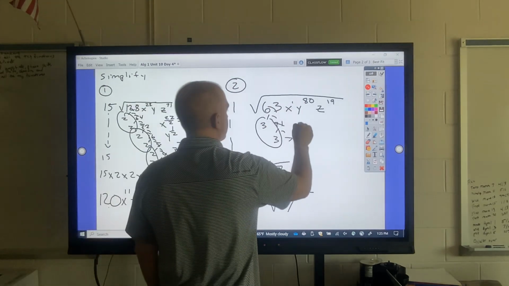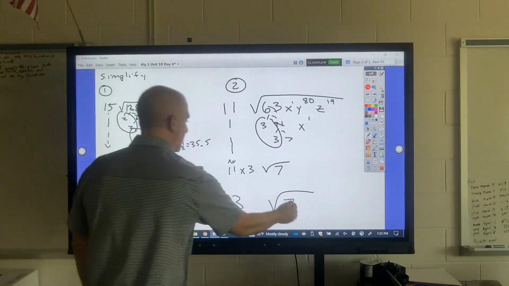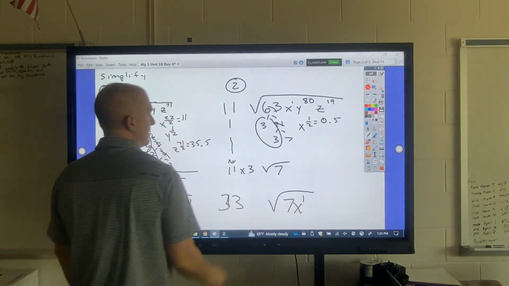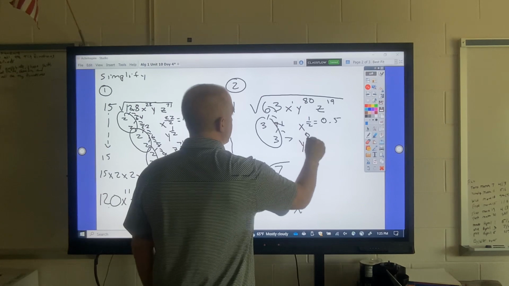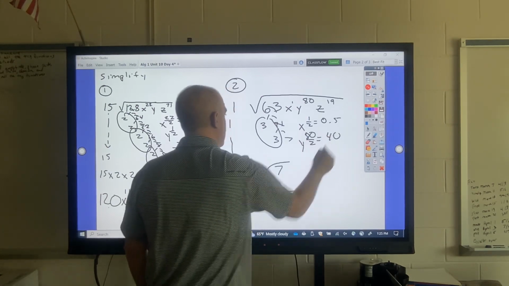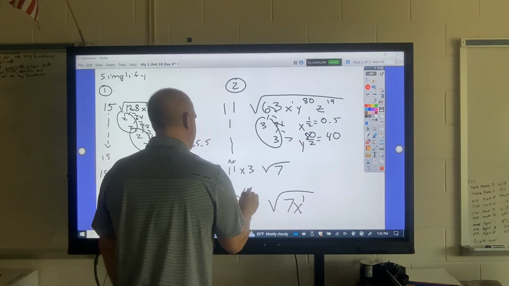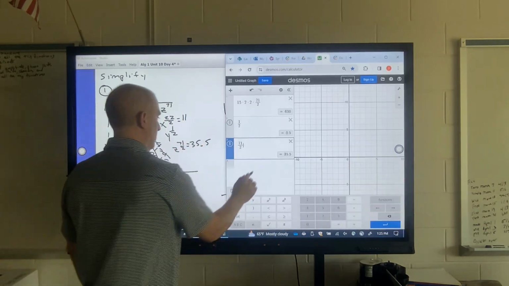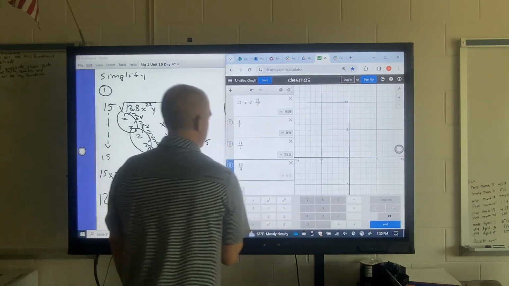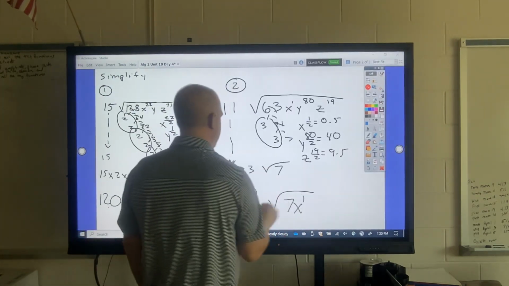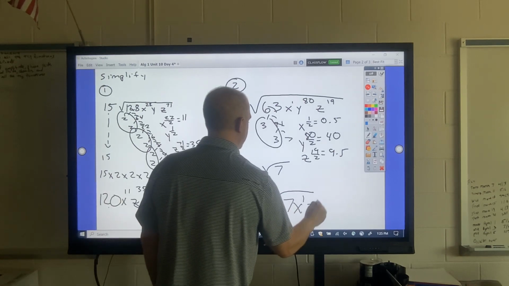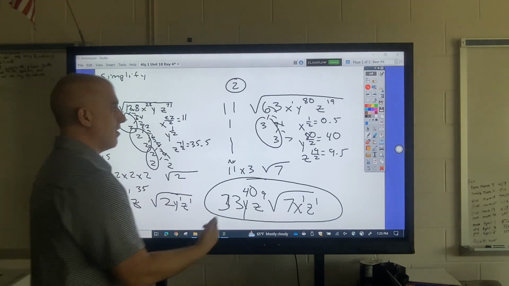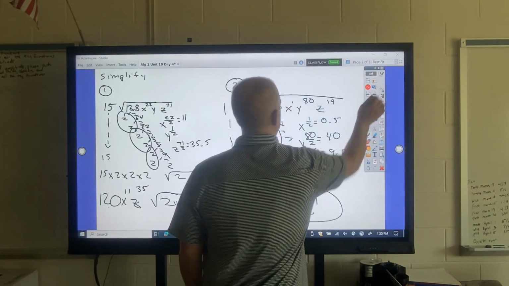Okay, now that's x to the first. So you can either know that's going to stay in there as x to the first, or 1 divided by 2 is 0.5, which means that's all inside. Then I got 80 divided by 2, which would just be 40, which would be y to the 40 on the outside. Then I got z to the 19 divided by 2. That's 9.5. So I got z to the 9th on the outside, z to the first on the inside. And that's your answers for this. Go ahead and pause your video and continue to work.